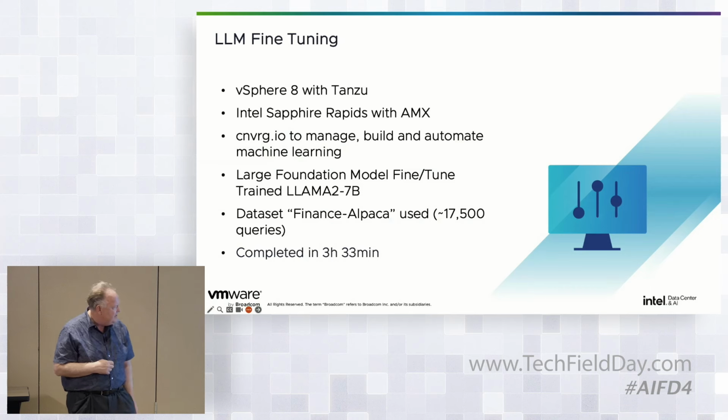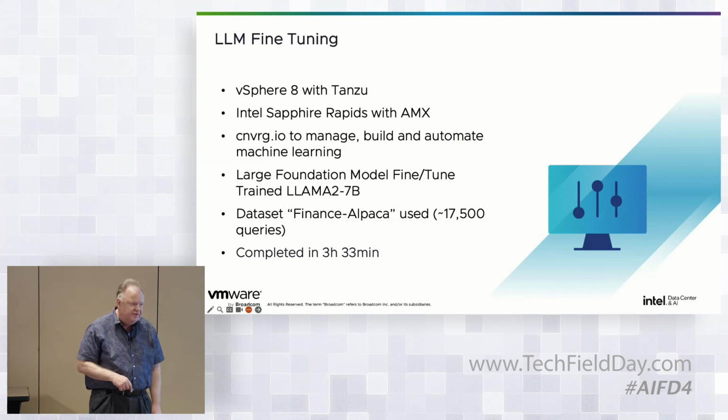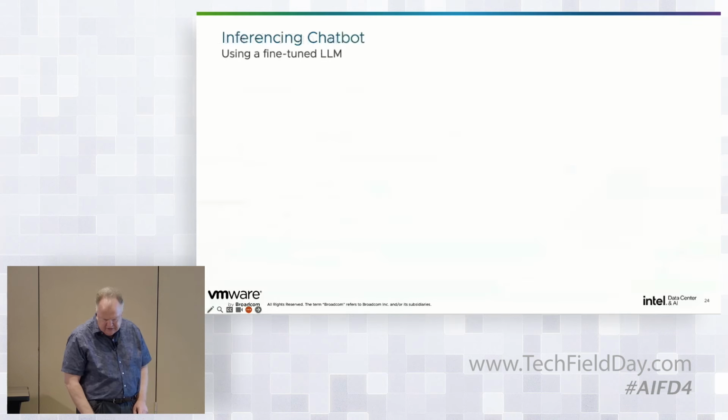We picked a Llama 2 7 billion parameter model and a finance alpaca data set, which is about 17,500 queries of finance data. So we took basically a generic off-the-shelf language model that can speak English, and wanted to train it with a finance alpaca data set to fine tune it. It took about 3 hours and 33 minutes to fine tune on CPUs only, no GPUs involved, on a 4-node cluster. So if you've got compute around and you want to fine tune, you can do that.